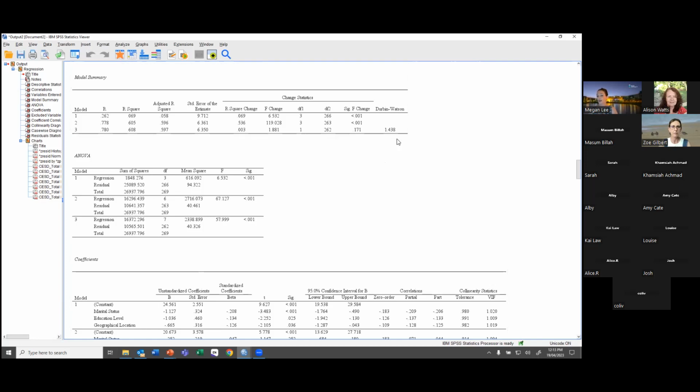Now, our Durbin-Watson of independent errors is 1.43. It needs to be between 1 and 3. So that's looking good now. So our Durbin-Watson wasn't good in our simple linear regression, so it might have something to do with the result.